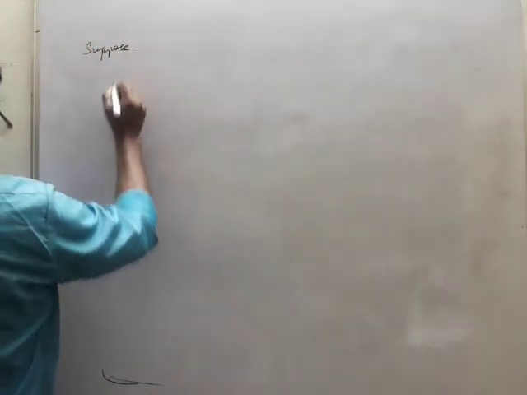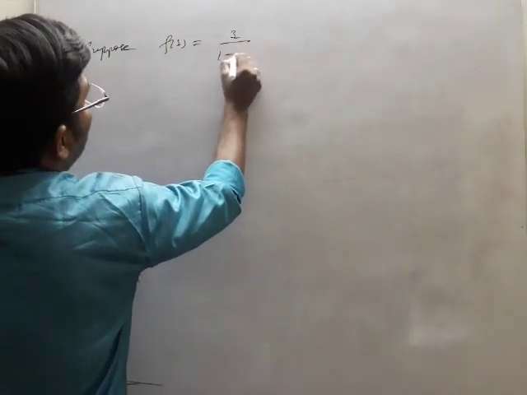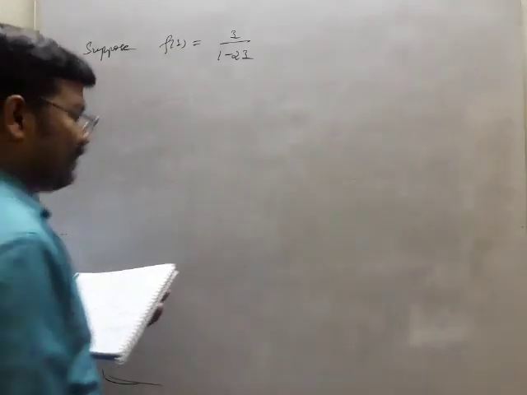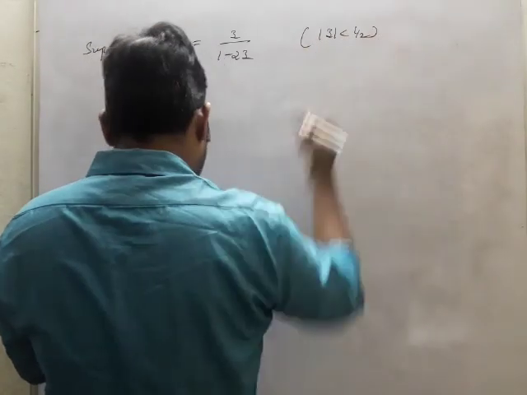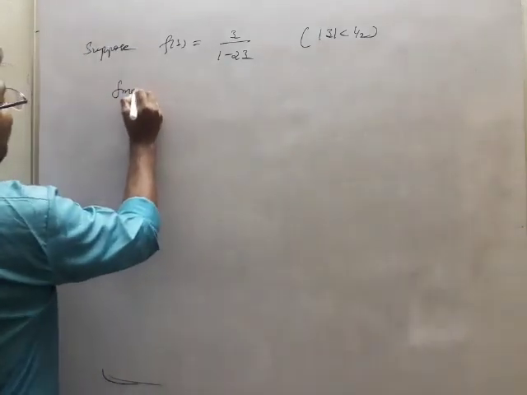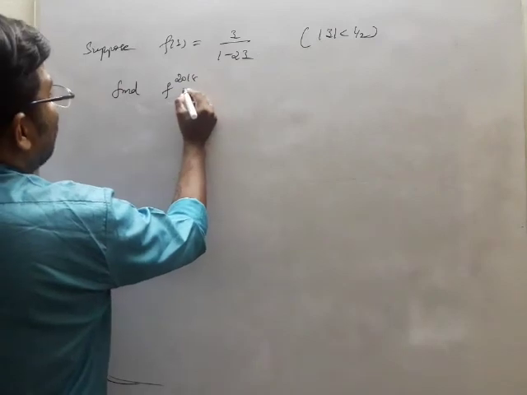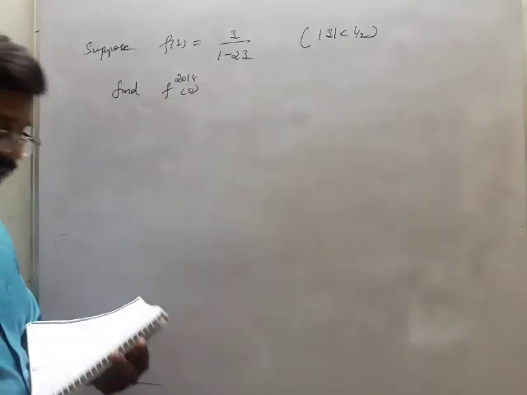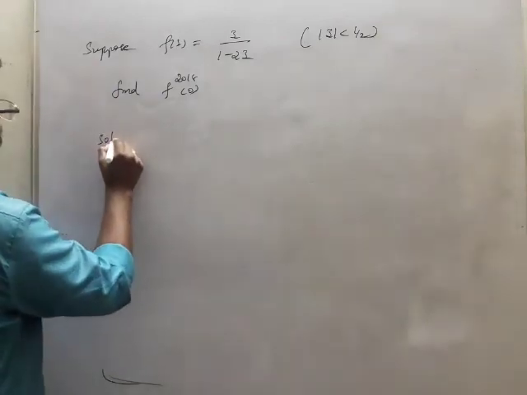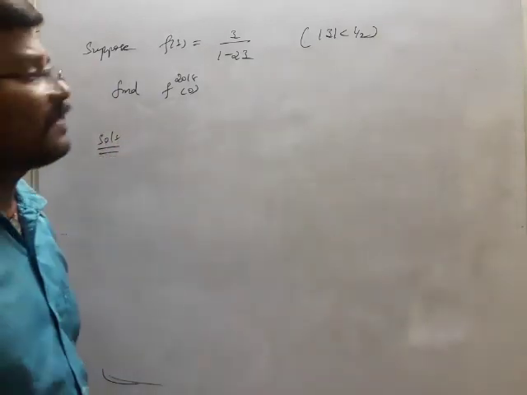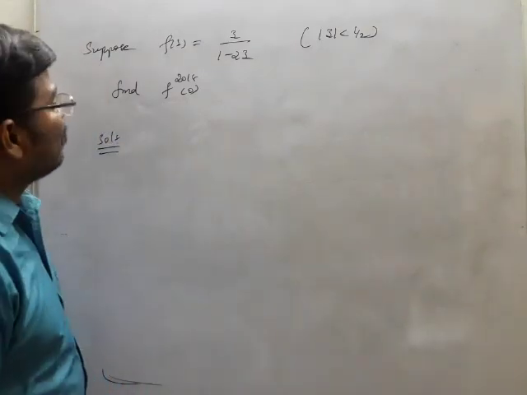Suppose f of z is equal to z by 1 minus 2z, and it is given that the condition is mod z is less than 1 by 2, and we need to find the value of f power 2018 at z naught, where z naught is nothing but 0. So how to do this problem? This is again a very simple problem. This type of problem will come across in competitive examinations.